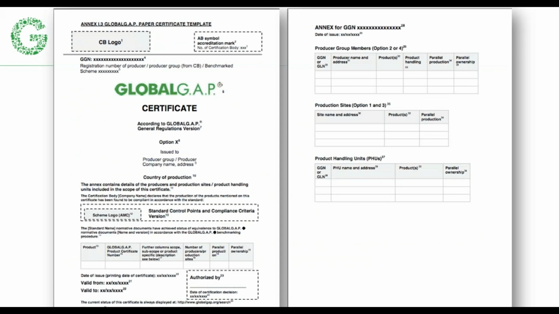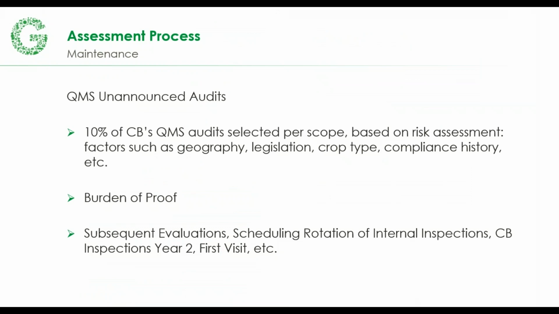There's a specific certificate that is given out for option 2 as well, where it includes the annex for all of the producer group members. You can see here where it has the producer name and address, the products, etc. This can be given to retailers or purchasers, so that way you can show that your farms are certified through option 2.